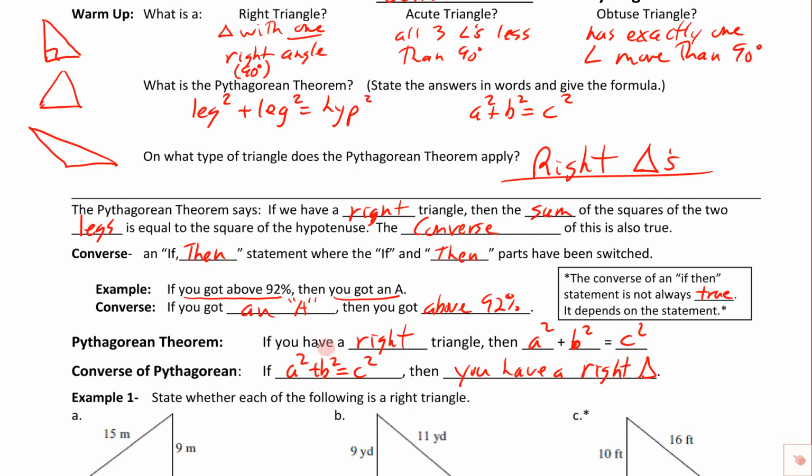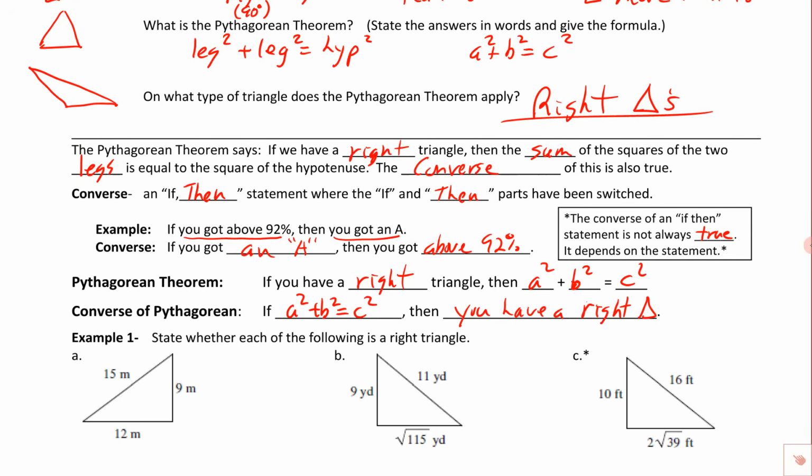Now this is a true statement. So if you've got a right triangle, then leg squared plus leg squared equals hypotenuse squared. If leg squared plus leg squared equals hypotenuse squared, then you've got a right triangle. So this is the Pythagorean theorem, and this is the converse of the Pythagorean theorem.